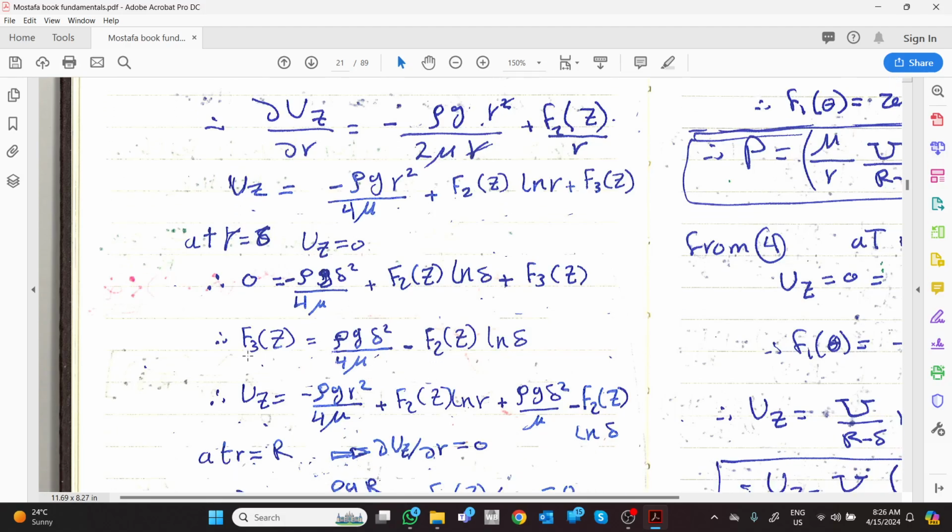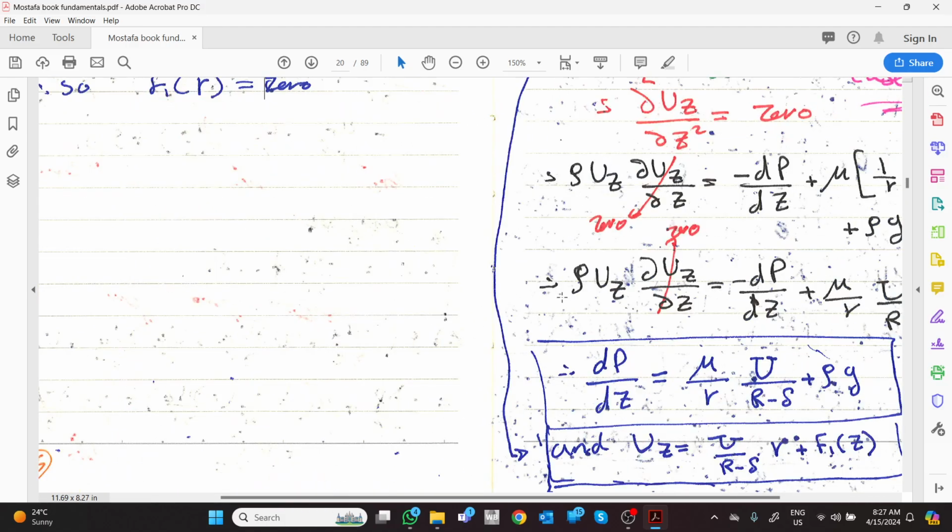So we'll get this function. Okay, so uz is equal to function 2, etc. This one function 3. Now at the Teflon.